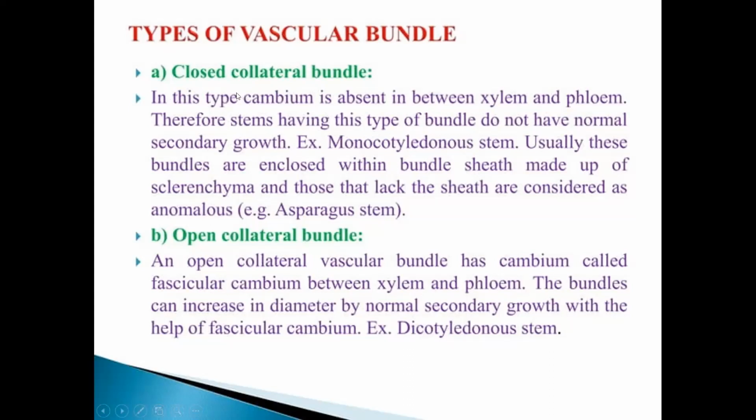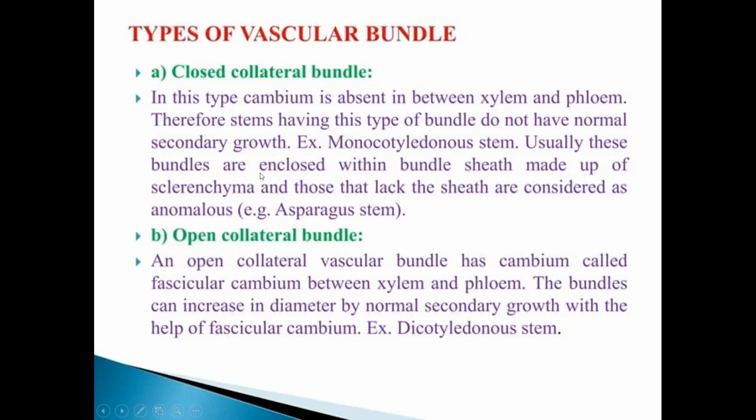Closed means that if there is no cambium in between the xylem and phloem, it is called a closed type. Whereas if the cambium is present in between the xylem and phloem, it is called an open collateral bundle. Closed collateral bundles have no cambium between the xylem and phloem, and therefore a stem having this type of bundle does not have normal secondary growth. Generally, only if the cambium is present will secondary growth take place. If the cambium is absent, there is no secondary growth. An example is the monocotyledonous stem.